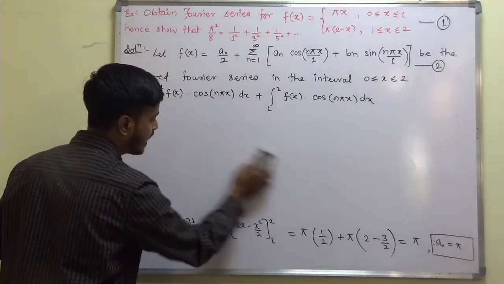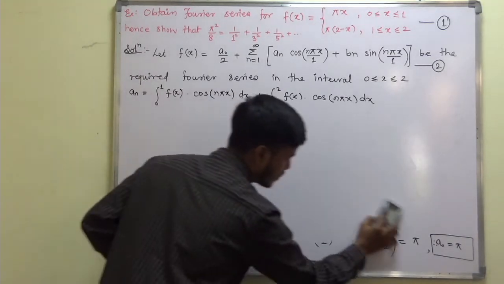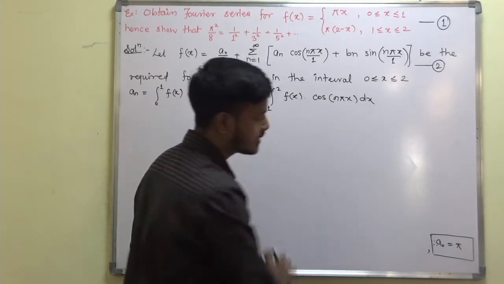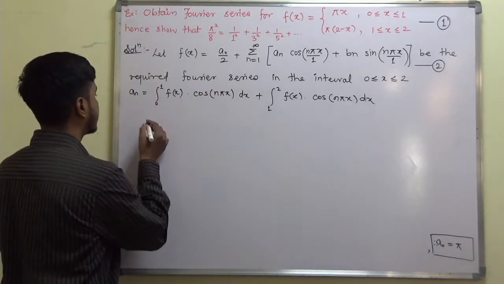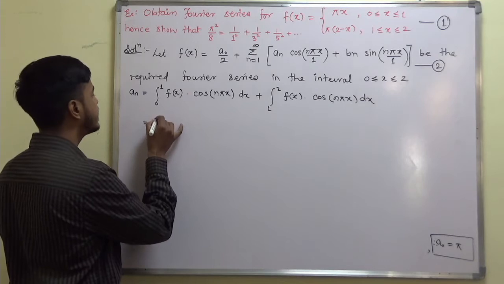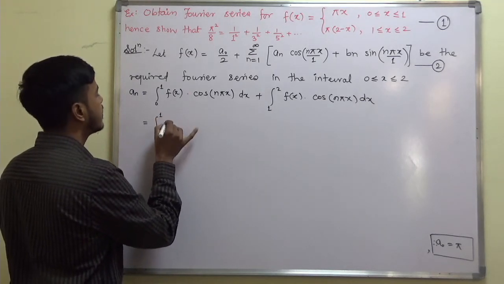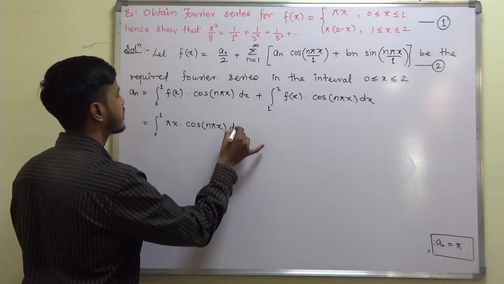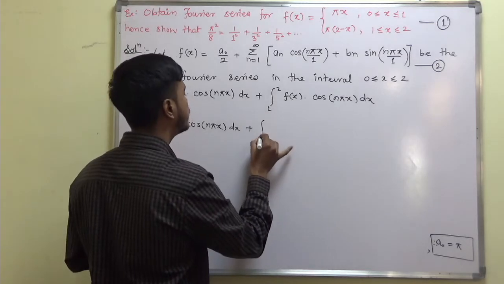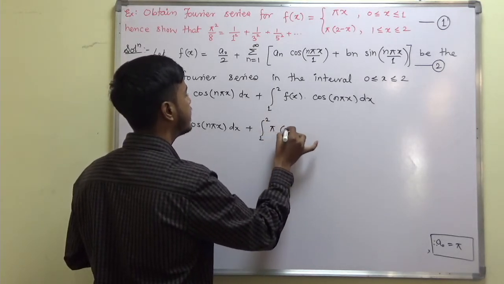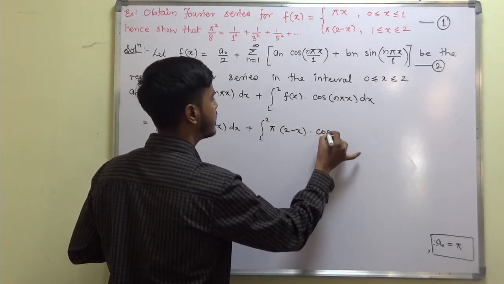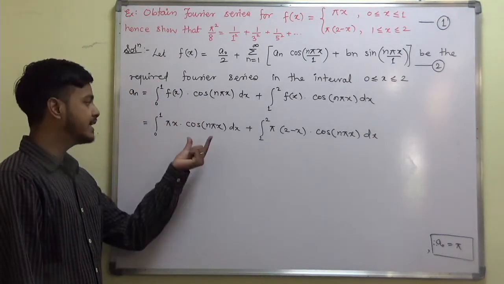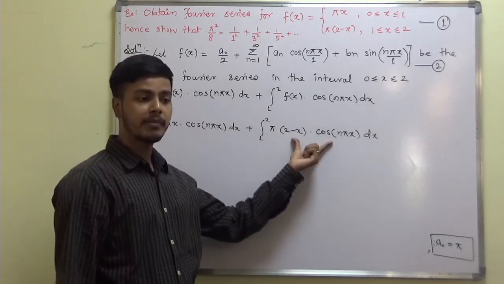Now here you have to apply integration by parts two times. So, as I said earlier also, you should have a good hand on this integration. Okay, so a0 is the integration of f of x. That is, integration 0 to 1 of pi x into cos n pi x dx, plus integration 1 to 2 of pi into (2 minus x) into cos n pi x dx. Okay, now apply integration by parts over here and over here.